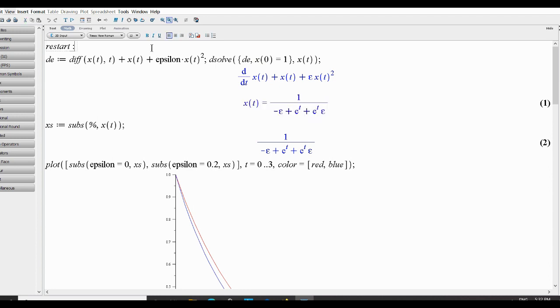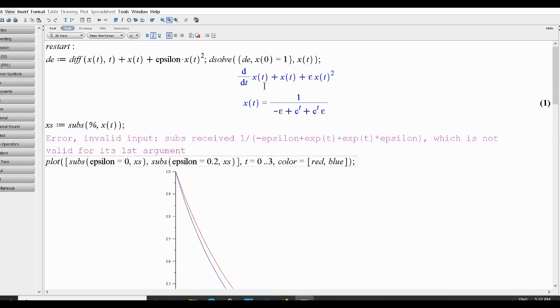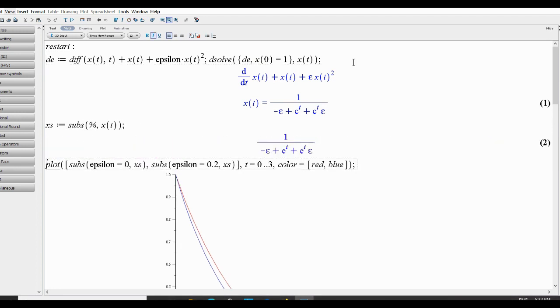So here I am, and I substitute this into the expression x of t. That gives me the right hand side, as I've told you before. That's a trick. Okay, I can plot it.